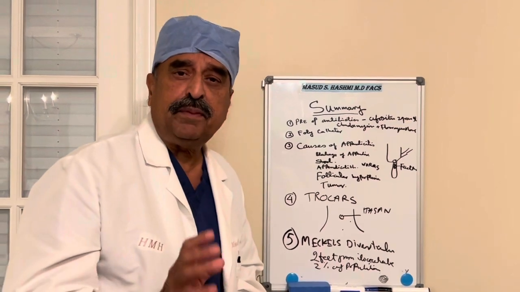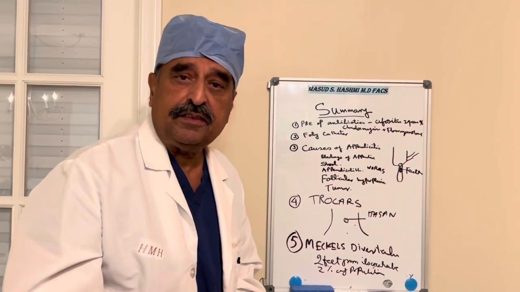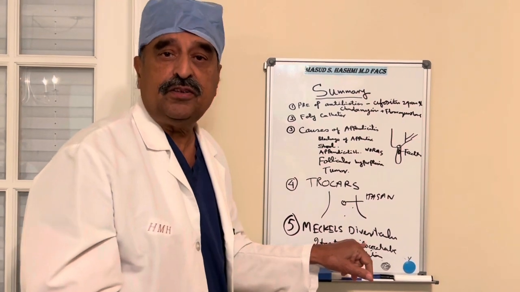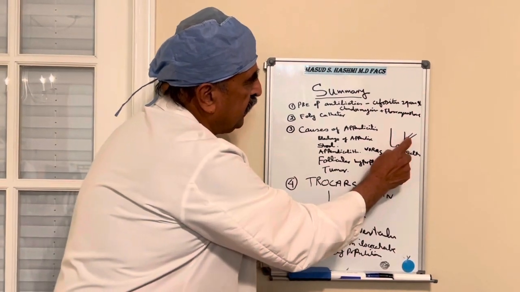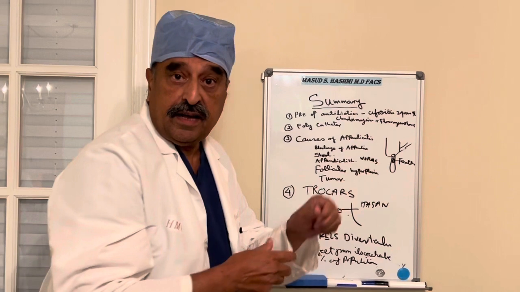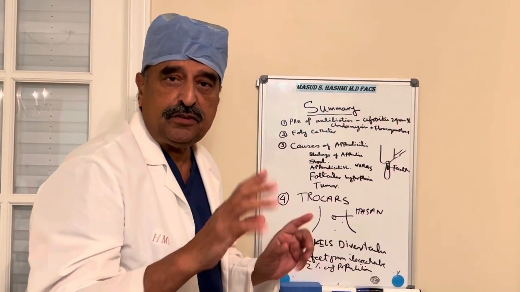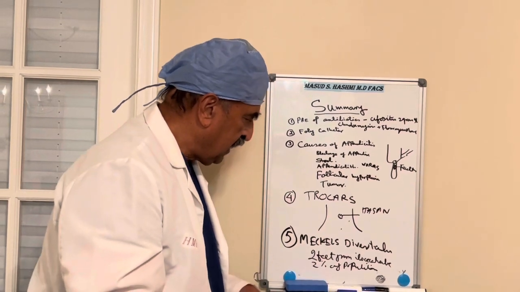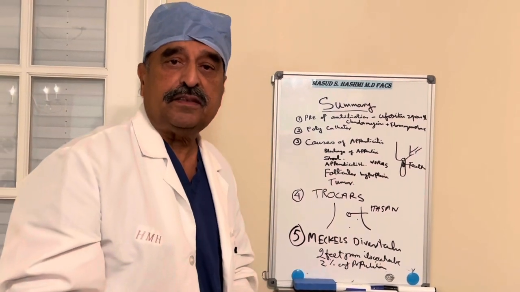The other thing I was mentioning in the movie about Meckel's diverticulum is that it's about 2 feet from the ileocecal valve, 2 feet from here. So you really have to run the small bowel about 2 feet to make sure there's no Meckel's if the appendix is normal. And it's present in 2% of the population.